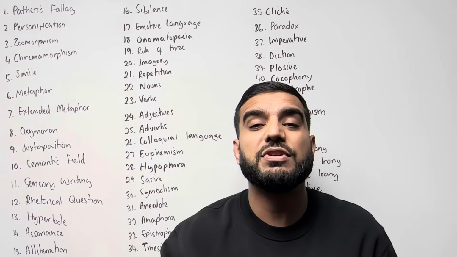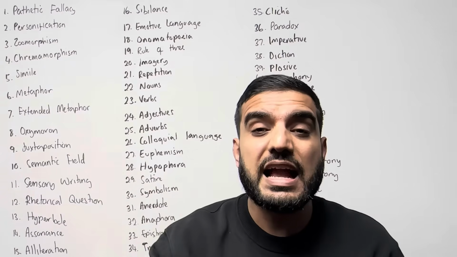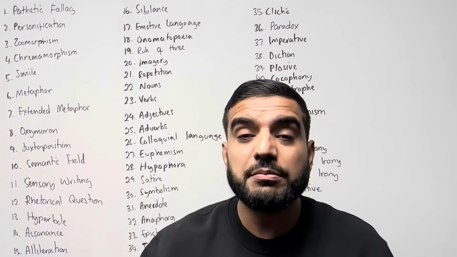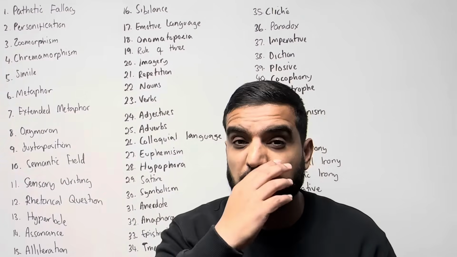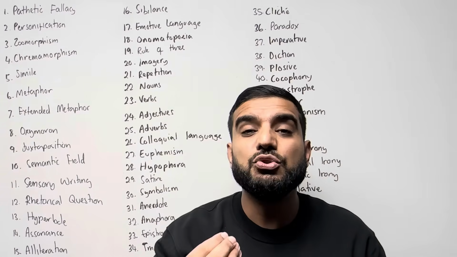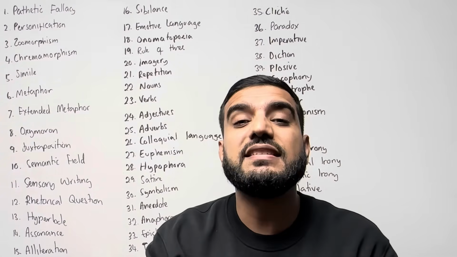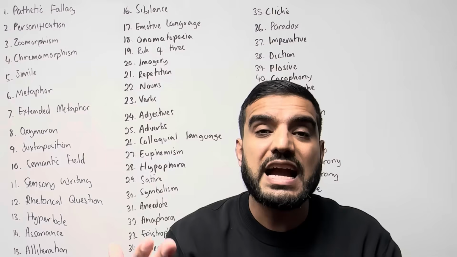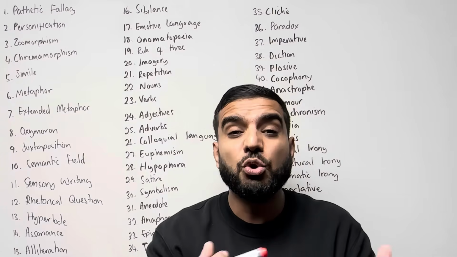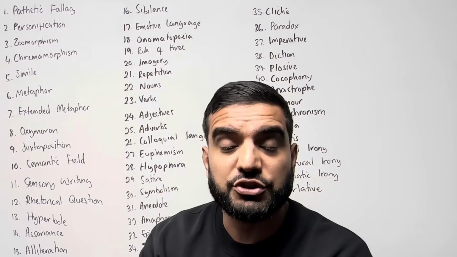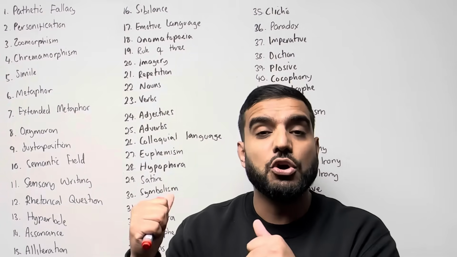Today we are covering 50 language devices, literary devices, language features, whatever you call them. We are covering 50 of them. What are they? What do they mean? Examples, and how do you use them in writing? Guys, this is the foundation of English. If you don't know these, then you can't analyze anything. Because in English, a core part is, can you analyze language and can you use language? For both of these, you must know language.